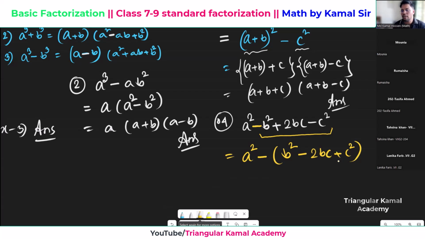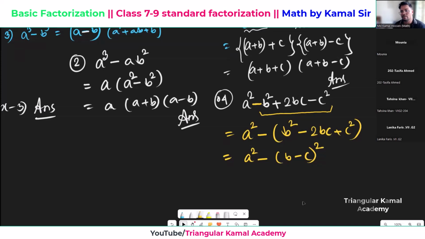Okay, second line. Do you have any question in second line? No, sir. Okay. Now, in the second part, we see here the b minus c whole square formula. Now we have to apply the formula of a square minus b square, as in number 3. So now a plus b; here b minus c is considered as b together. That's why we have to apply here the first bracket, a minus b.